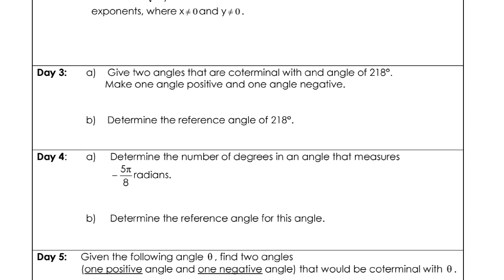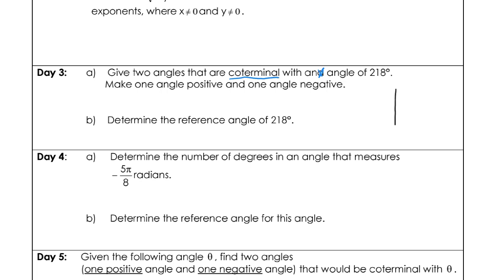Hey guys, we are on unit 11 and day 3 is our warm-up. So on day 3 it says give two angles that are coterminal with an angle of 218 degrees. Make one positive and one negative angle. So we need angles that are coterminal.